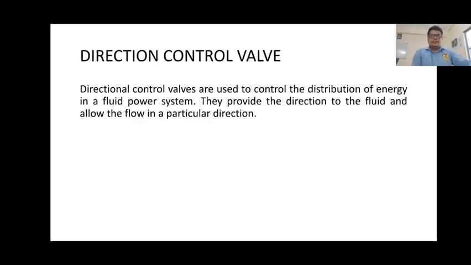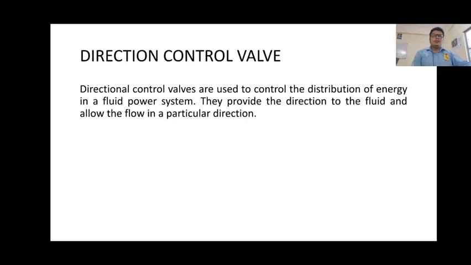First one is the directional control valve. Directional control valves are used to control the distribution of energy in a fluid power system. They provide the direction to the fluid and allow the fluid in a particular direction. These valves are used to control the start, stop, and change in direction of the fluid flow. These valves regulate the flow direction in the hydraulic circuit.